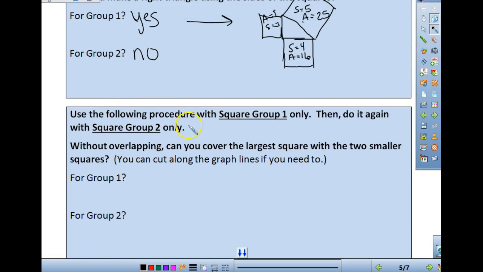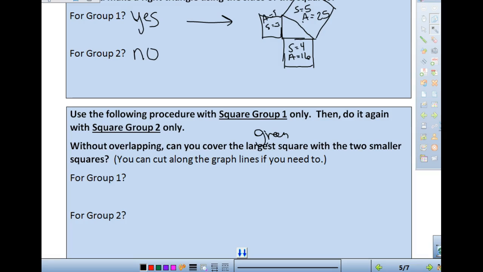It says, use the following procedure in group 1 only. Then do it again with squares, group 2 only. So just the group 1s again. All the ones with 1s, put those out. Without overlapping, can you cover the largest square? The largest one is what color? Green. So put the green one on the bottom, okay? So when you have your green square, can you cut up the smaller 2, the pink and the yellow, to cover it? So make sure you cut along the lines, so you have nice lines. And you're going to see if this will work for group 1.